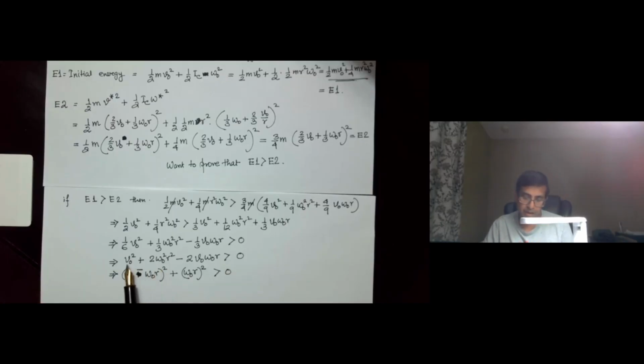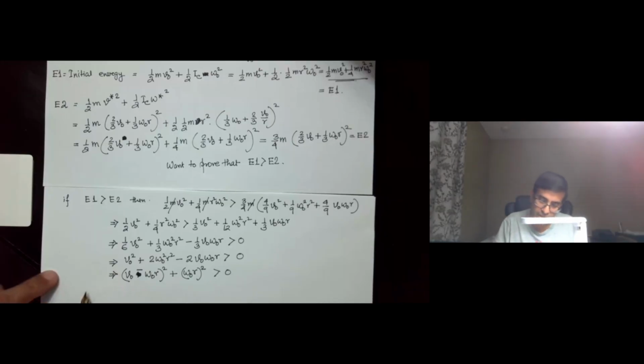This is just algebra. I split this into two parts, omega naught squared r squared. I used one of them and combined it with this 2 V naught omega naught r to form this whole square. So V naught minus omega naught r whole squared. And what I was left with was this omega naught r whole squared, which is omega squared r squared. Now I see that the left hand side is a sum of two squares.